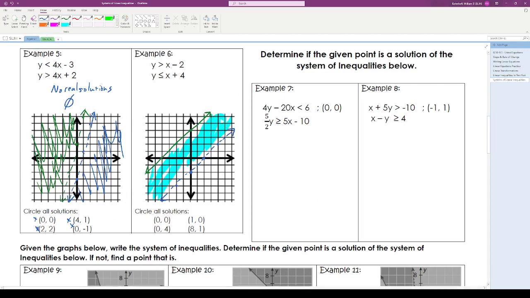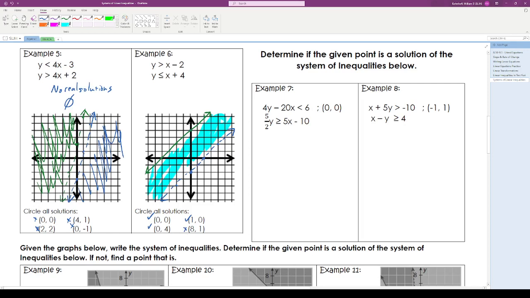So let's look at our solutions. 0, 0, definitely in there. 1, 0, definitely in there. 0, 4, 1, 2, 3, 4. So that's right on the green line. And since the green line is solid, that is a solution. And then 8, 1 is going to be way over here. That's going to be below the blue line, meaning it will not be a solution.